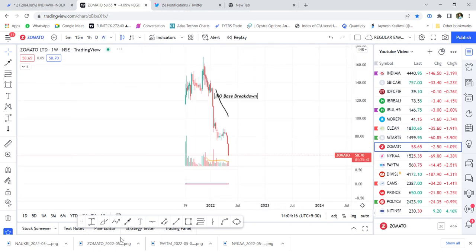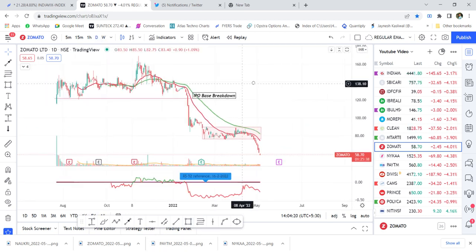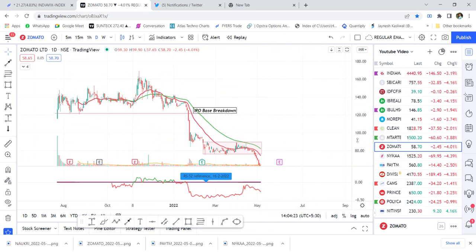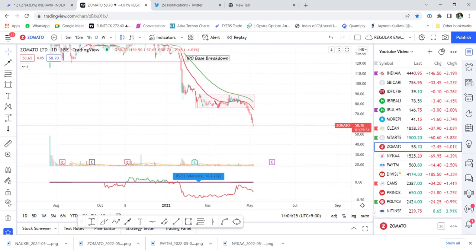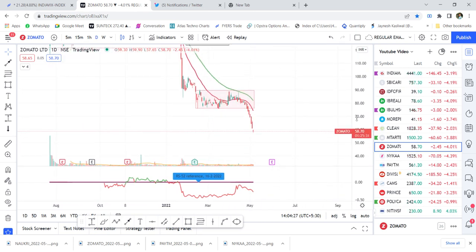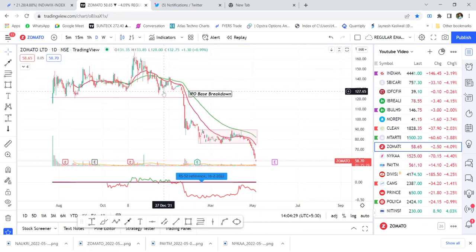The next stock that we are going to analyze is Zomato. So if you look at the chart of Zomato, I had given a sell call on Zomato already on the StockWits platform. So the stock is down 30% from my sell call. If you look at the chart, the stock has broken down from an IPO base, then the stock had formed a support, again a new base, and again broken down.